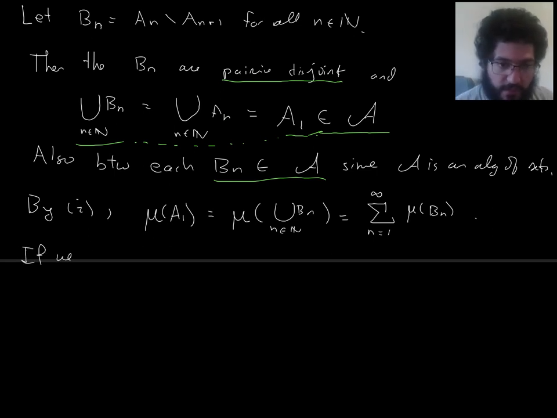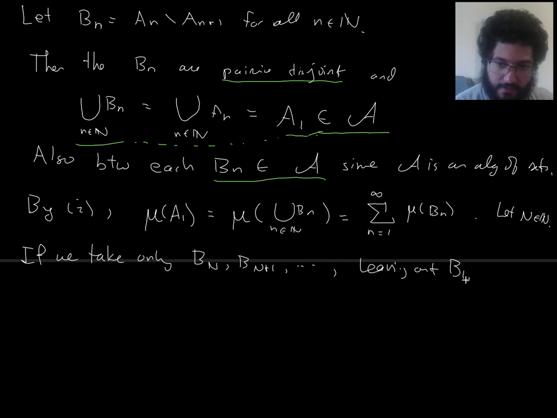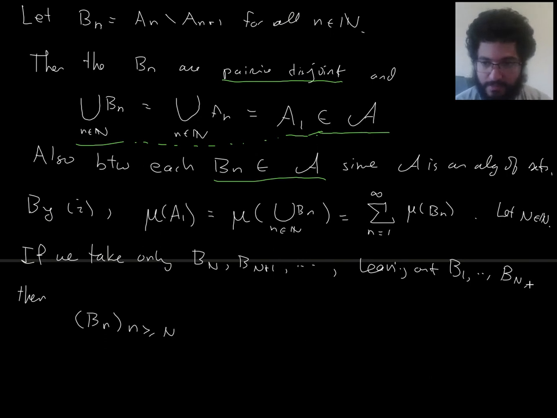So now if we take only, let's start it from some capital N. So let's let capital N be a natural number. And then now if we take only b sub capital N plus 1, etc., so leaving out b1 up through b capital N, then this collection, the b sub n's, where little n is taken to be greater than or equal to capital N. I guess what I'm leaving out here goes up to n minus 1, right?